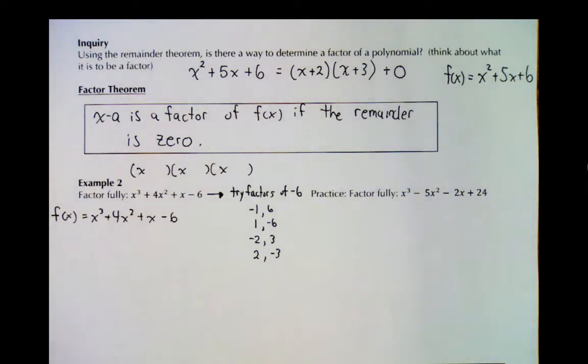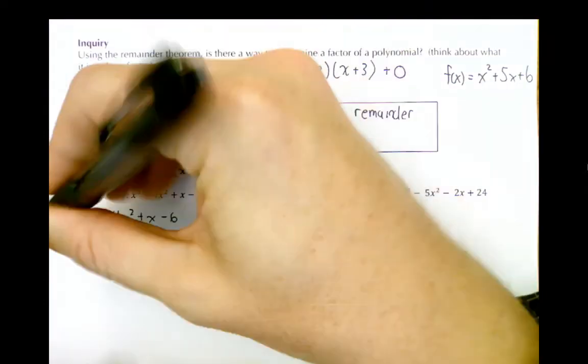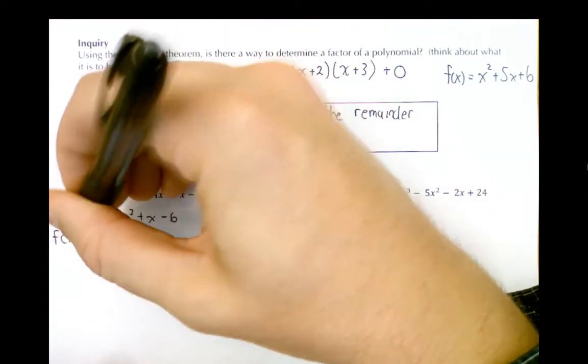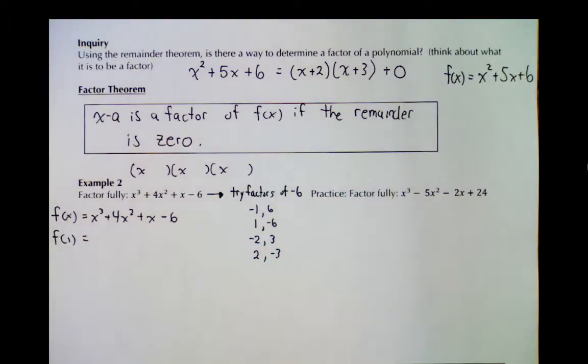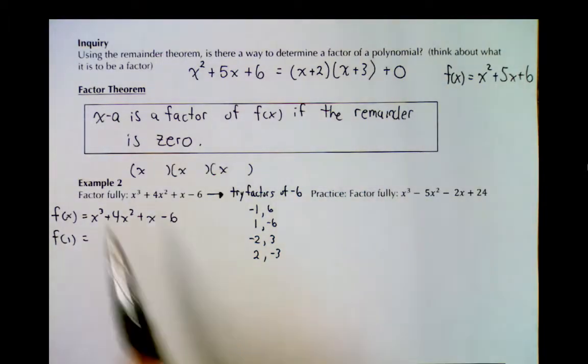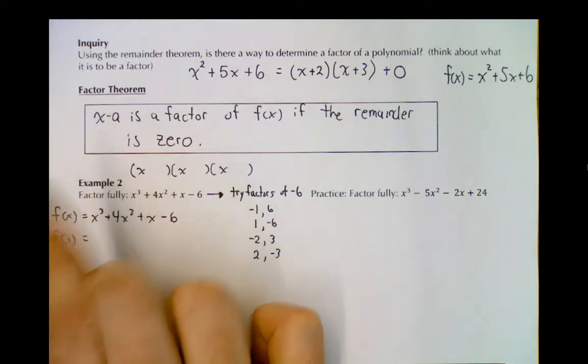It could be any combination of those. So let's pick one, plug it into the function, and see if it is a factor. And then we can work backwards from there. So let's try 1 first. The function at 1, and see what we get. If we get a value that's 0, we know that 1 is a correct a value, and then x minus 1 would be a factor.